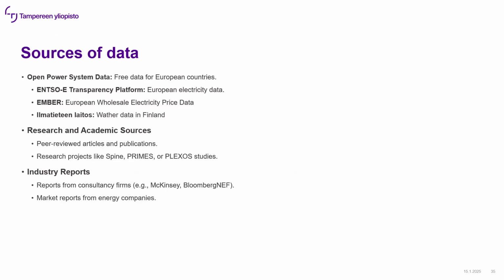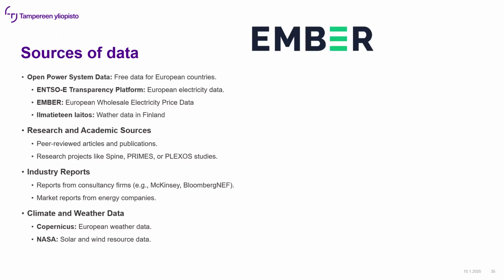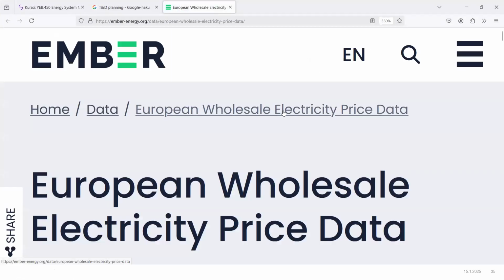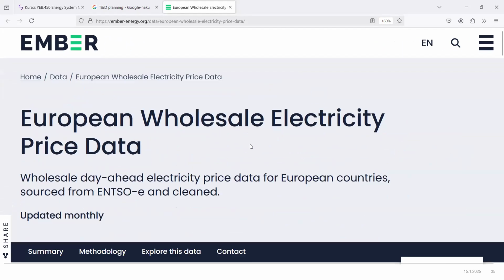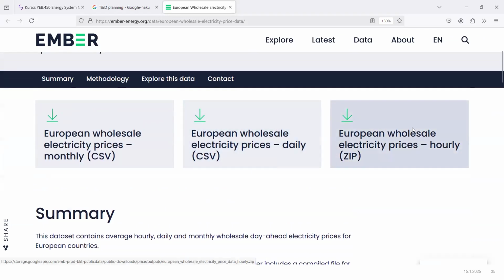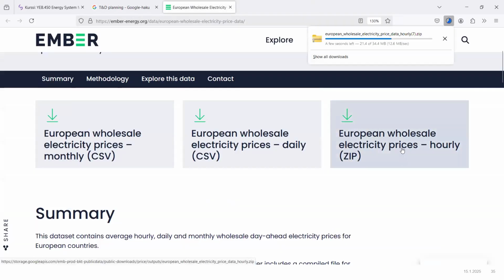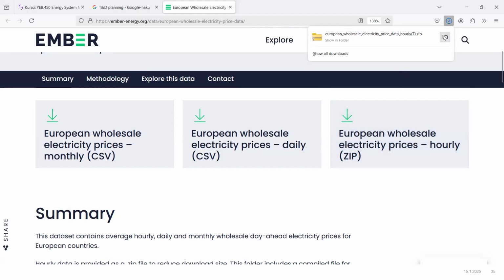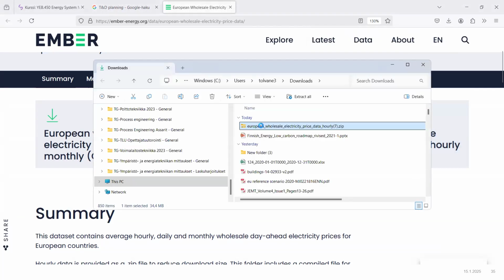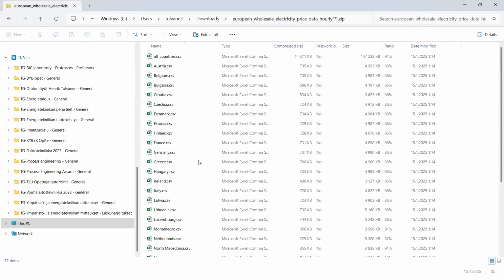Research and academic sources, industry reports, and I have sources in here, so you can click these. For example, Ember, since ENTSO-E doesn't provide any novel electricity data. European wholesale price data, and I'm going to click from here, hourly electricity prices, and this is universal coordinated time. There are all the countries, so let's take Germany.